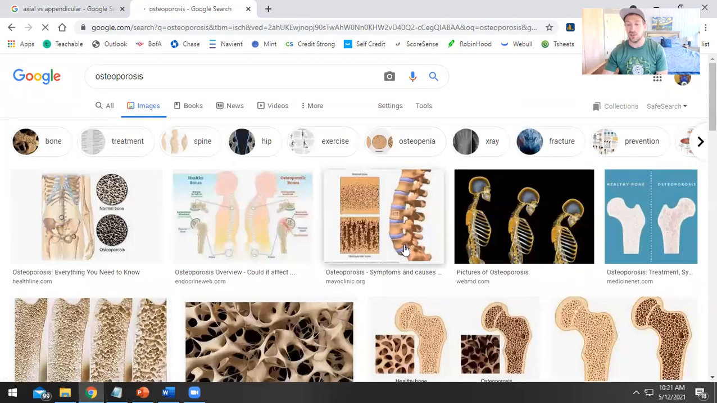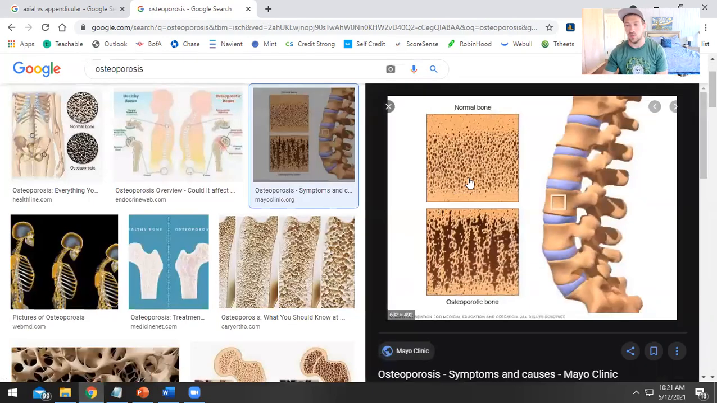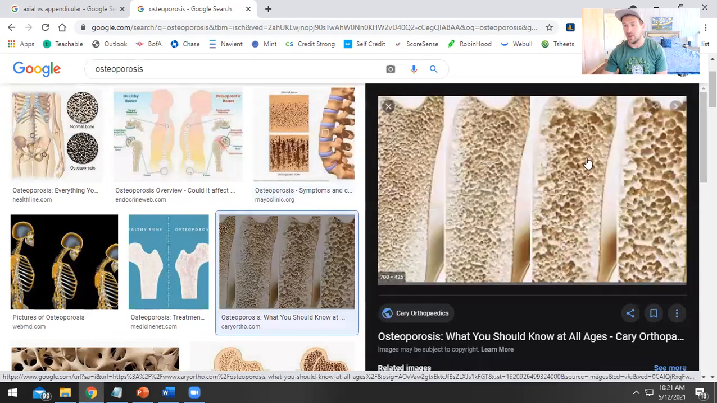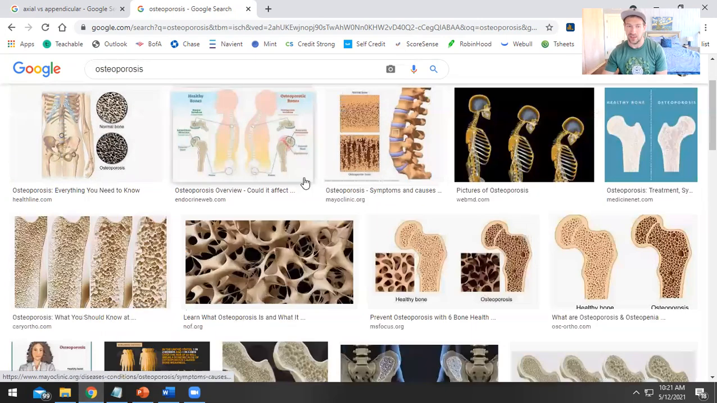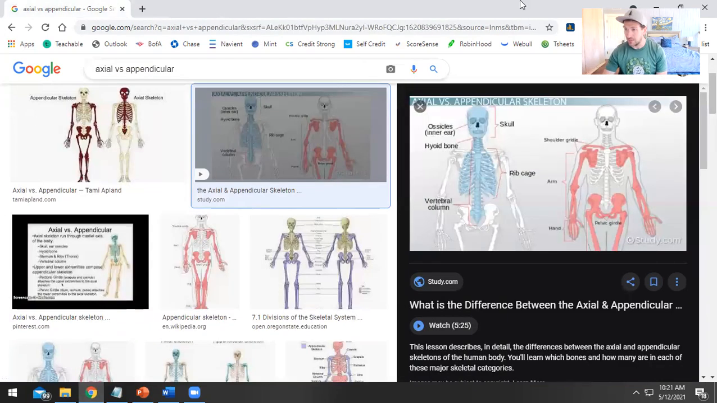again, compromised bone tissue, right? Normal bone tissue is very, very dense. This is very undense. There's a lot of holes, a lot of porous areas. This is much more likely to fracture than something like this. So how do we fix that?